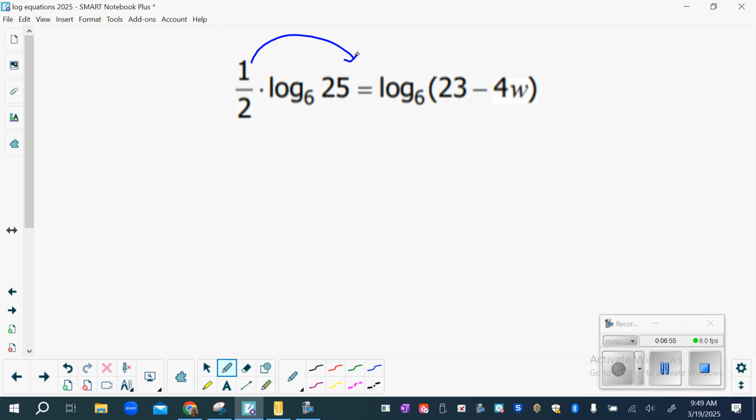Watch what happens on this one. Go ahead and put that 1/2 up by the 25. And when you start canceling your logs, think of what 25 to the 1/2 means. Don't like that 1/2 out front, so I'm going to move them up to the top.